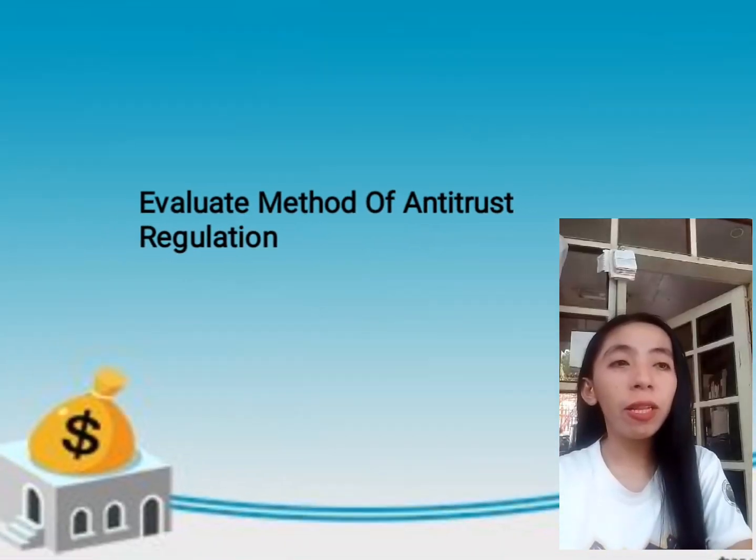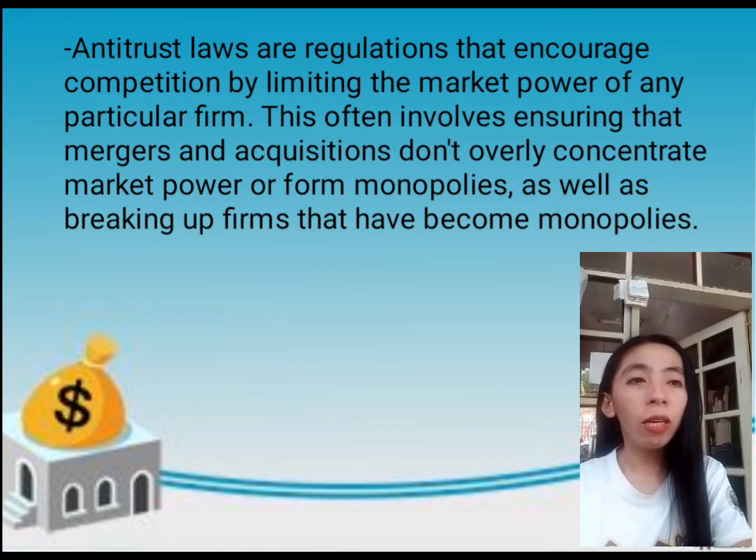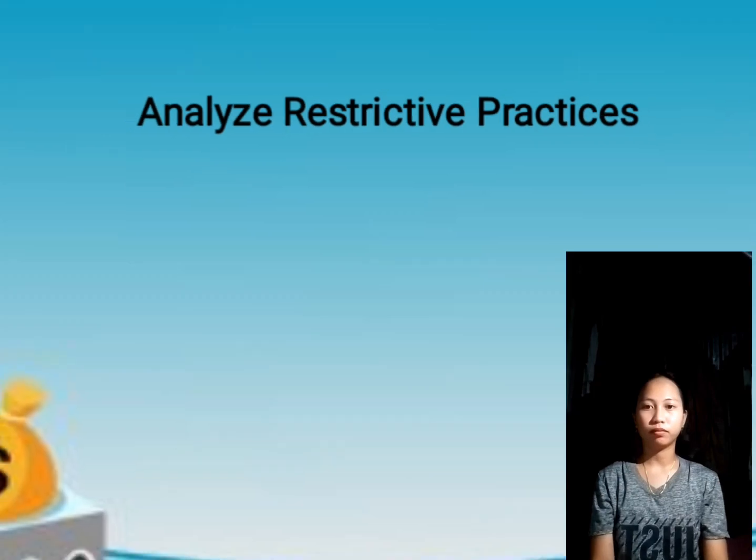Evaluate methods of antitrust regulation. Antitrust laws are regulations that encourage competition by limiting the market power of any particular firm. This often involves ensuring that mergers and acquisitions don't overly concentrate market power or form monopolies, as well as breaking up firms that have become monopolies.